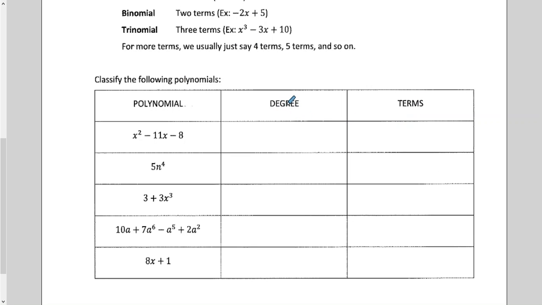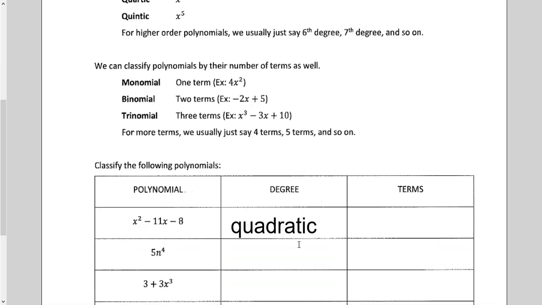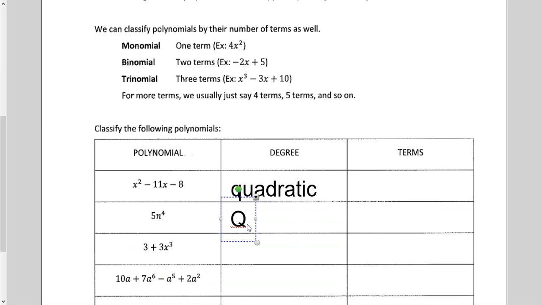So let's look at the degrees first. We're going to go in here and look at the highest degree. So the degree here is 2. So we say that this is a quadratic. And then this one, the degree is a 4. So for a fourth degree, we call it a quartic. And then here it is a 3. So whenever you have a 3, we call it a cubic function.